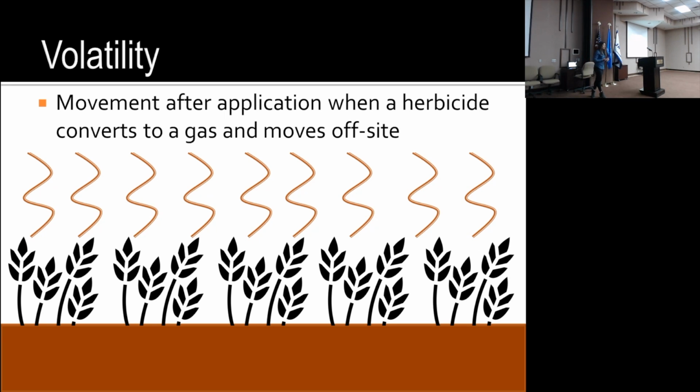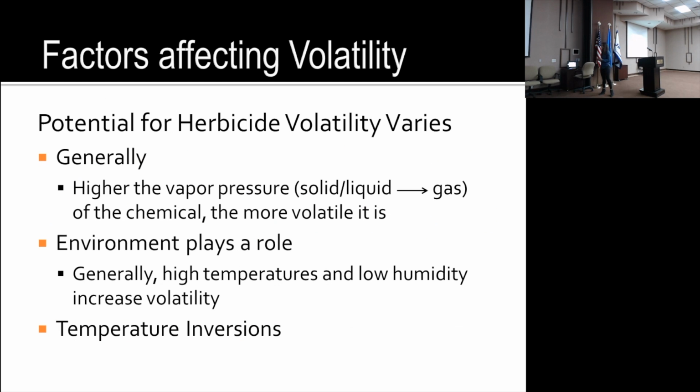What affects volatility? There's several things. One that's out of our hands is the formulation of that product, the vapor pressure. The higher the vapor pressure, the more volatile it's going to be, the quicker it converts from that solid or liquid state into a gas. Environment also plays a role. When we have higher temperatures and low humidity, generally volatility increases.